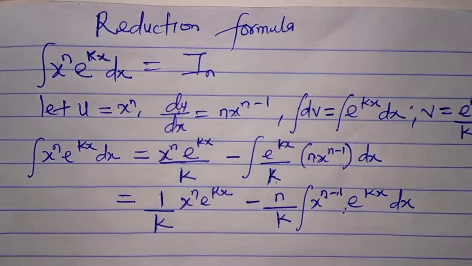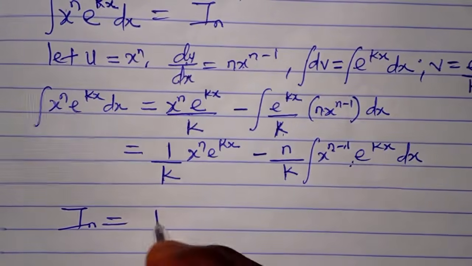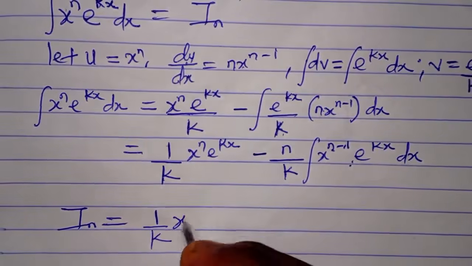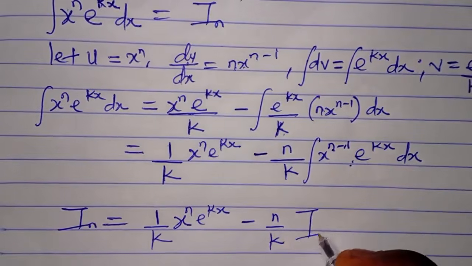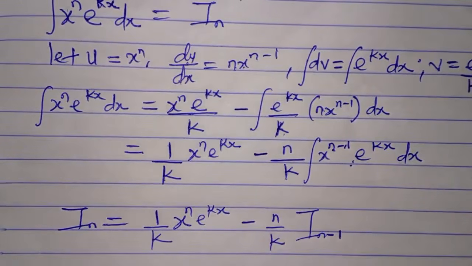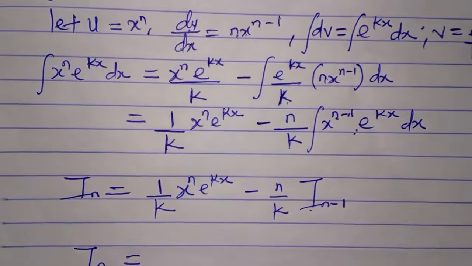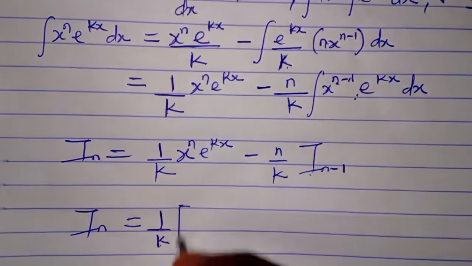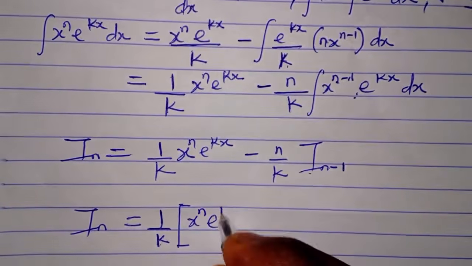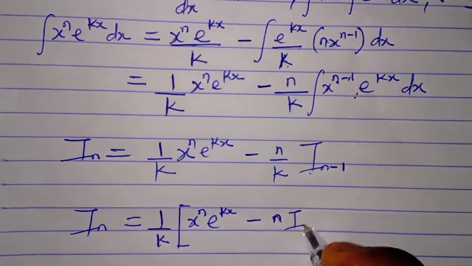So I sub n is equal to 1 over k into x to the n e to the power of kx minus n over k I sub n minus 1. 1 over k is common to the two terms that we have here, so I can write this like this: I sub n is equal to 1 over k all into x to the n e to the power of kx minus n I sub n minus 1.